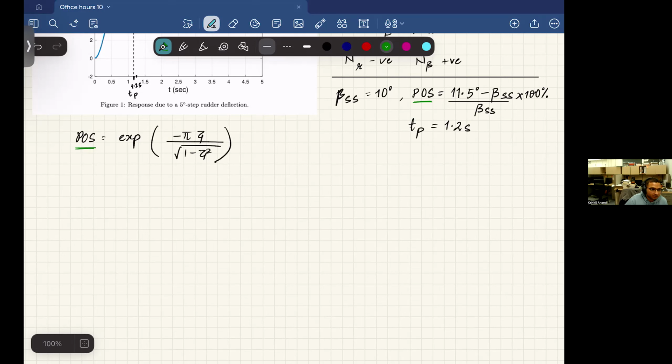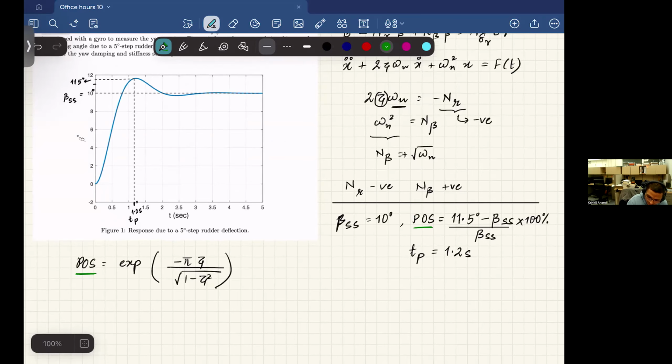Similarly, what is the next thing that I require? I require the other unknown. I have obtained zeta. The other unknown is omega n. So let's go and find out omega n.